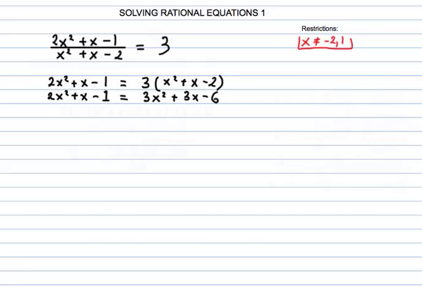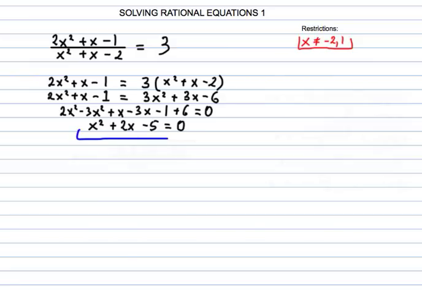Times 3. Distributive property. You nicely multiply everything by 3. This is why you have that. And now by comparison, you see that no terms are to be cancelled. Okay. So rearrange. Combine everything together and make a nice quadratic equation. Beautiful quadratic equation by combining x squared, x terms, constant values.